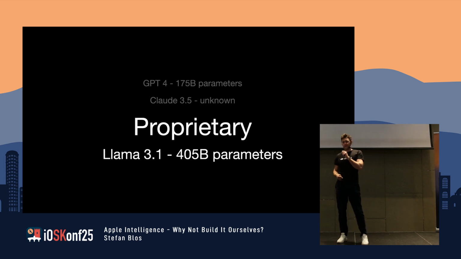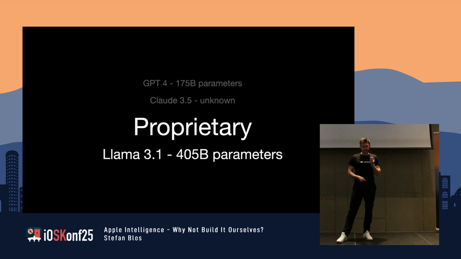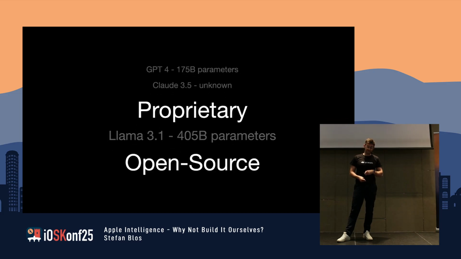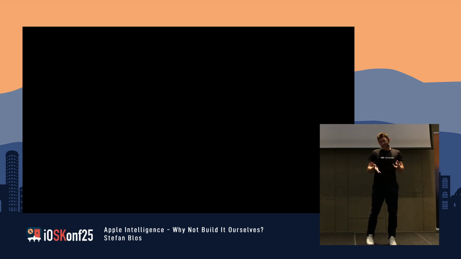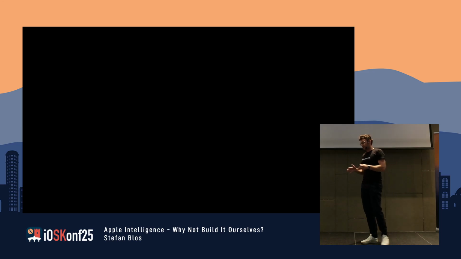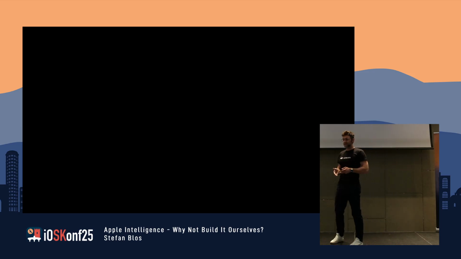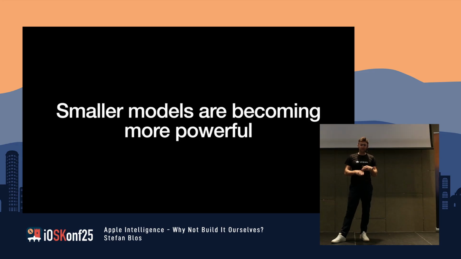But the Llama 3.1 model, on the other hand, which is done by Meta, of all companies, is actually open source. So that's great for us, right? So the first problem is solved. We have open source technology that we can use. But still, it's models that are too large. So there's another interesting trend in the AI space, and that is that smaller models are becoming more and more powerful.